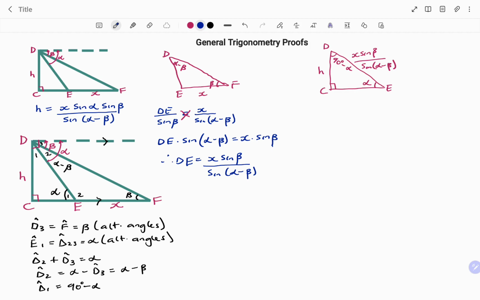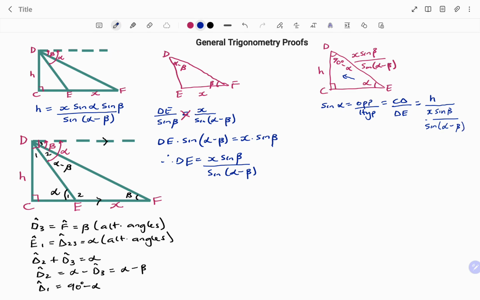Therefore, using our trig ratios, we have sine alpha is opposite over hypotenuse, and our opposite in this case, the line opposite our alpha, is our h or our CD over our DE. That's the hypotenuse. That's the same as our h over DE, which has been given as x sine beta over sine in bracket alpha minus beta.